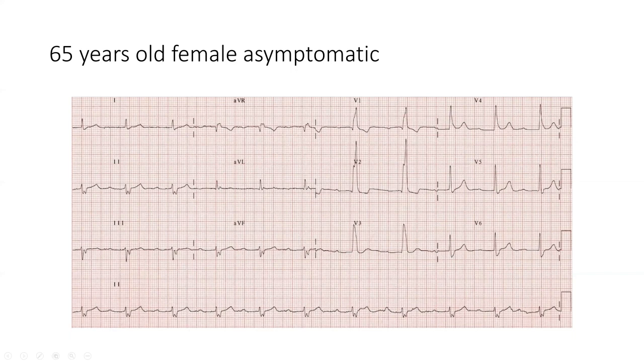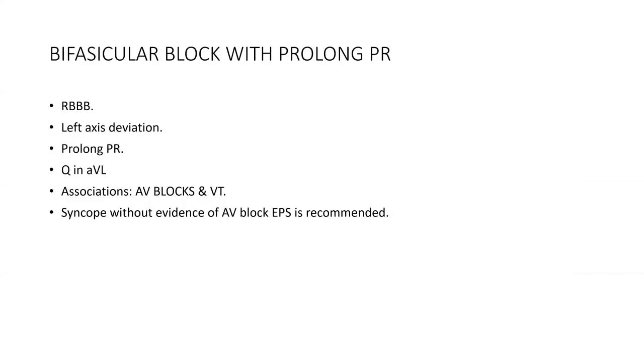So this is bifascicular block. And interestingly, you see the PR interval which is more than 200. So the diagnosis in this scenario is bifascicular block with prolonged PR. And the findings which are obvious: right bundle branch block, axis deviation, prolonged PR, Q's in AVL.